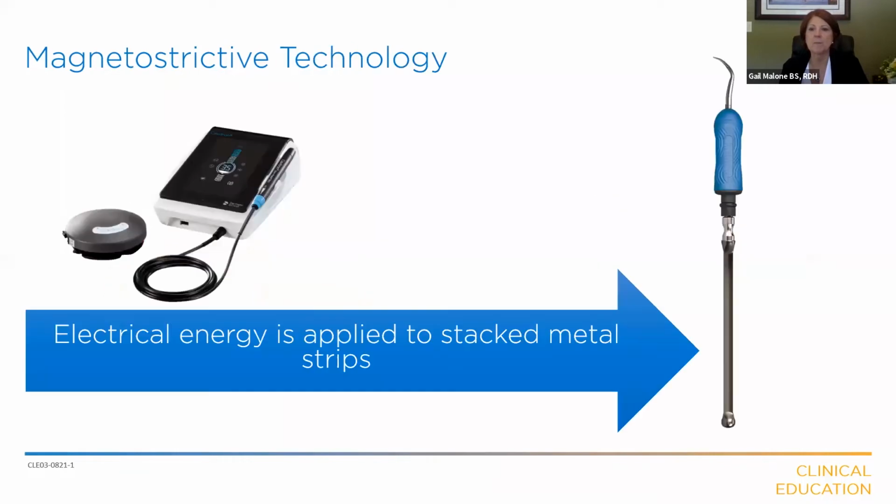So in summary, with magnetostrictive technology, electrical energy is applied to the coil within the handpiece, and that generates magnetic energy. The magnetic energy is applied to the insert stacked metal strips, creating mechanical energy, and that mechanical energy is what creates the vibration that exits from the working end or the tip of the insert.